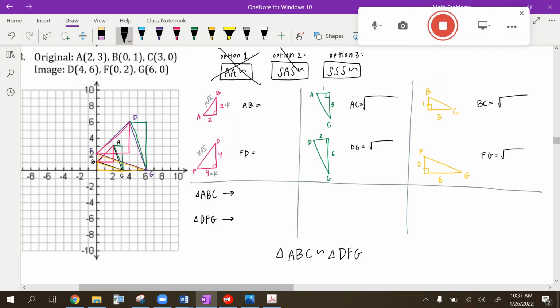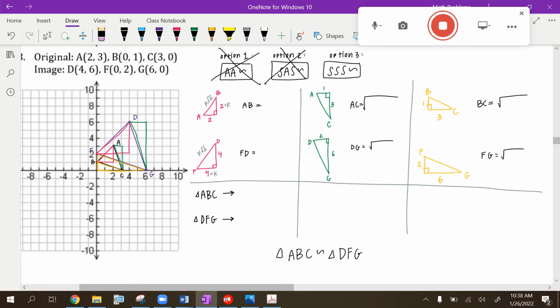Since I don't have any angles, I'm probably not going to choose side angle side either, since that requires an angle. So I'm going to try option 3, where I find all 3 side lengths for both triangles and see if they all have the same proportion. Now, if one of them doesn't, I can stop and say they're not similar.